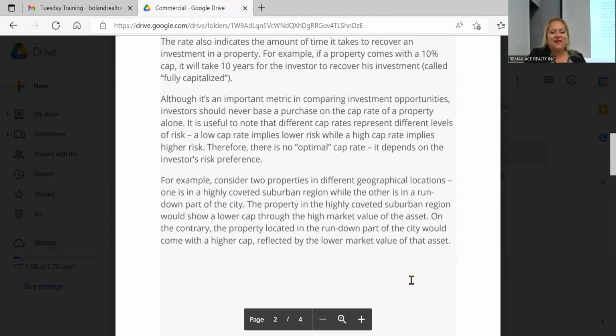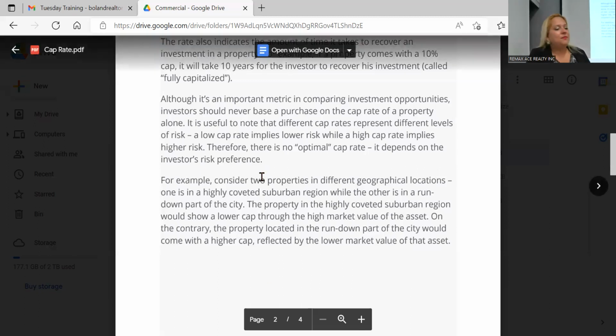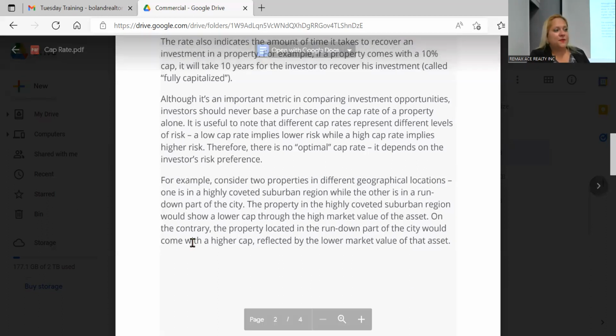Anyways, so it's not solely based on cap rate. You shouldn't say to your client, oh, you shouldn't buy this. There might be different reasons they can come in and purchase this property based on risk and also, I think, on their experience, right?